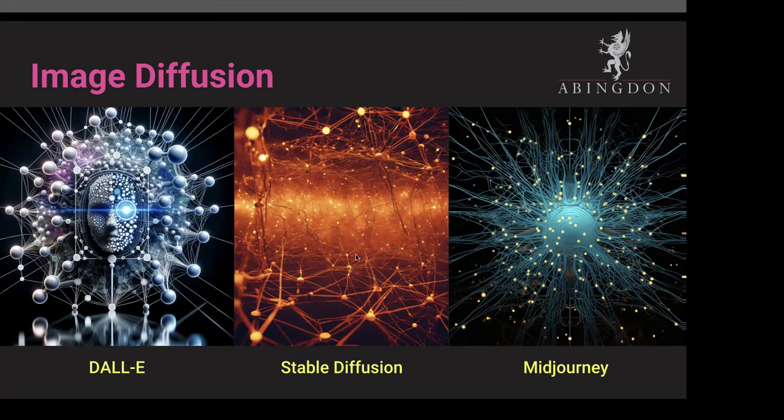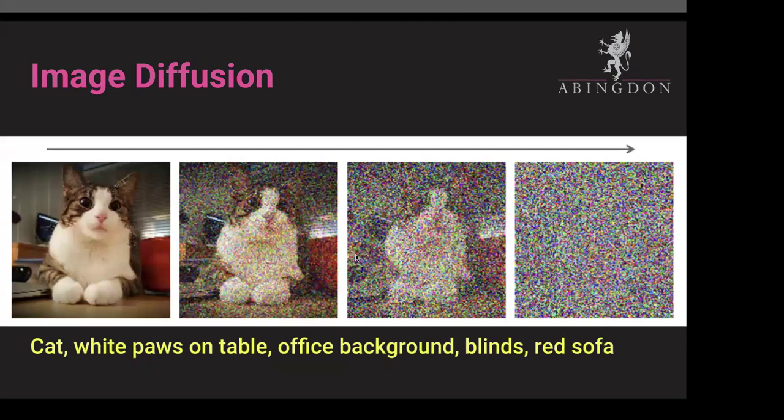So how do these things work? Well, what happens is that you give the AI pictures like this one here. This is a picture of a cat who's got white paws on a table. It's got an office background. There's blinds you can see in the background, and there's a bit of a red sofa or something. You effectively take pictures of cats, thousands of pictures of cats, millions of pictures of cats. There are a lot of cats on the internet.